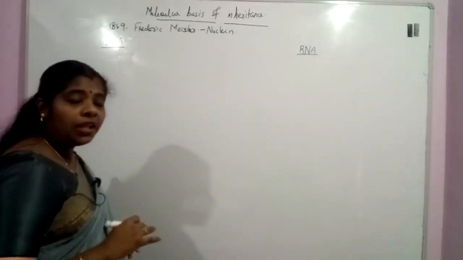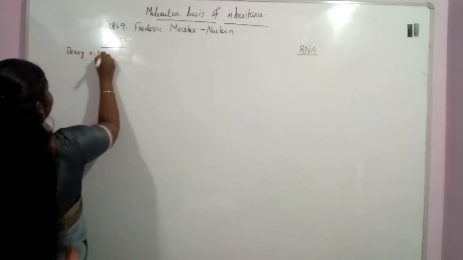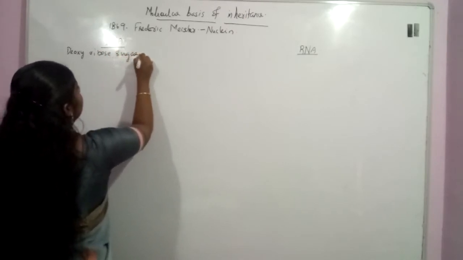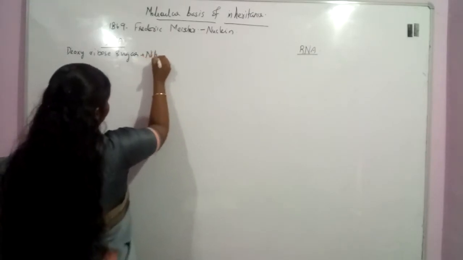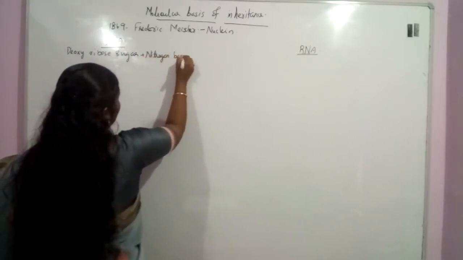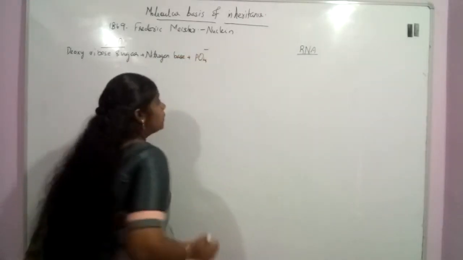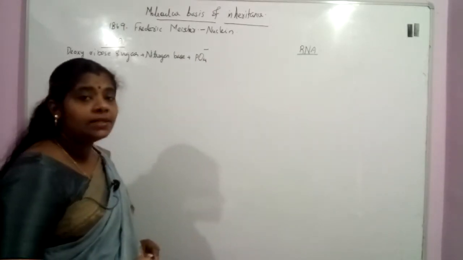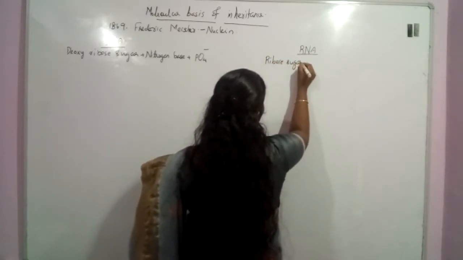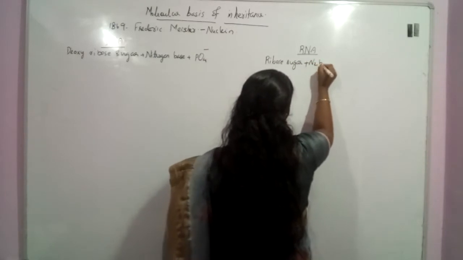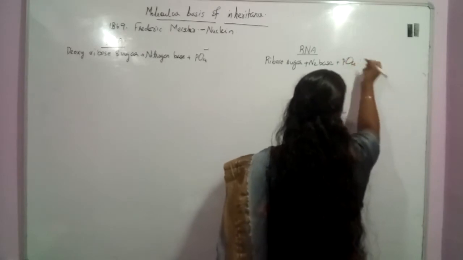Deoxyribonucleic acid include ചെയ്തിട്ടുള്ള components എന്തൊക്കെയാണെന്ന് വെച്ചാൽ deoxyribose sugar plus nitrogen base plus phosphoric acid. PO4 minus ആയി ഞാൻ എഴുതുന്നത് phosphoric acid ആണ്. Now RNA consists of ribose sugar, nitrogen base, plus phosphoric acid. This is RNA.